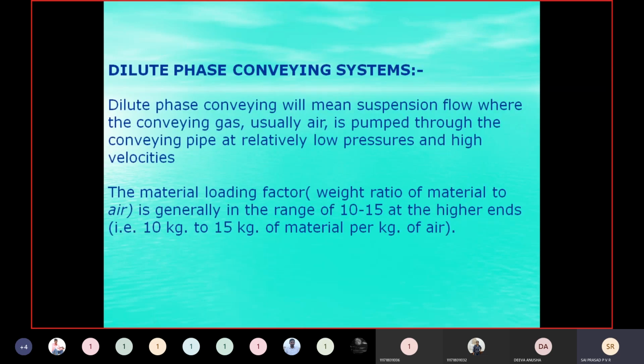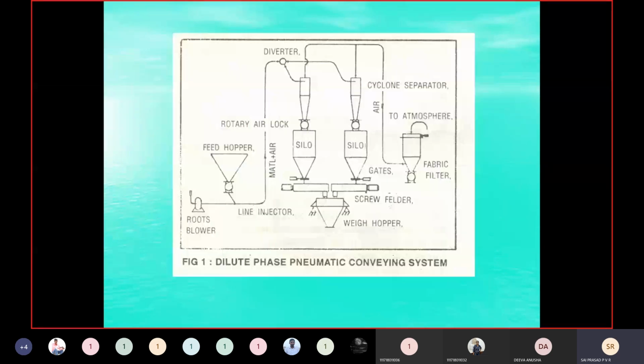The material loading factor is a big question. What is the material loading factor? It is the weight ratio of the materials to the air. Here, how much solids you are introducing per unit of air. Suppose you are sending 10 kgs of air and taking 1 kg of the solids. Then the loading factor will be 1/10.